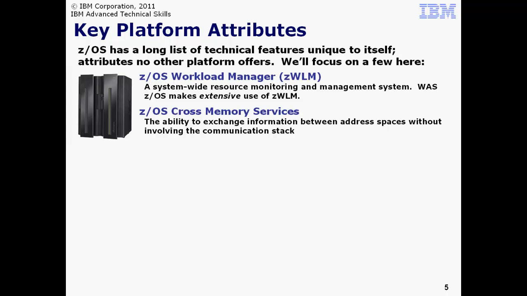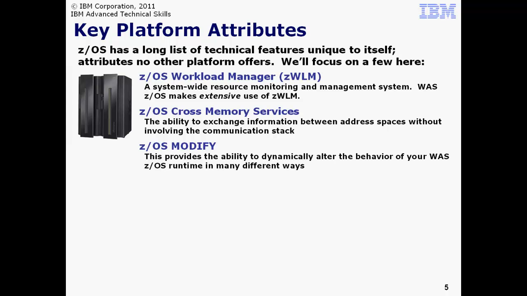The next zOS attribute we'll mention is cross-memory services. This allows information held in storage for one address space to be very quickly and very efficiently transferred to another address space. This bypasses the communication stack entirely. That means the overhead of the communication stack is eliminated. This also means that data security and integrity is ensured. There is no way to sniff this cross-memory transfer. There's no way to intercept or transform data content. It is entirely secure.